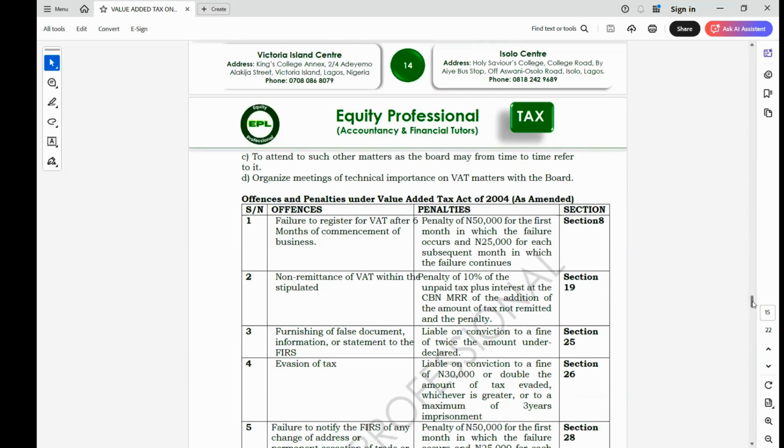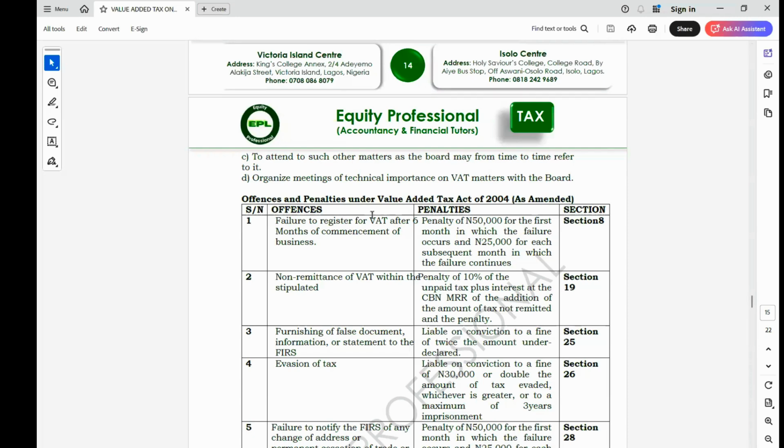So when you fail to comply with any of the provisions of the VAT Act, there is also a penalty and interest. You may also be asked. The examiner has tested this particular question before, where they ask you to mention 3 penalties and offenses that are available under the value-added tax. So we are going to look at some of them.